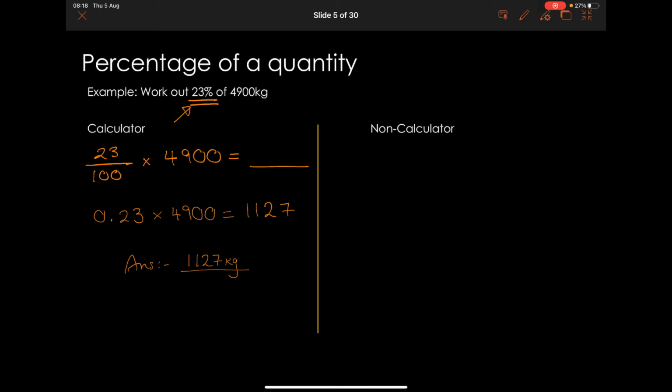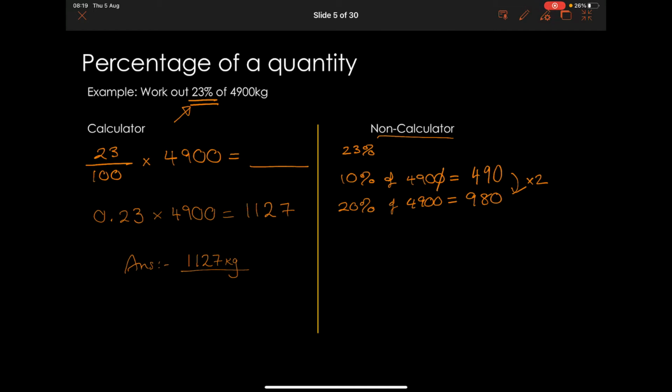Now then, without a calculator now, we have to do this in a different way. First of all, we need 23% in total. I'm going to work out 10% first. 10% of 4,900, we can just divide by 10, which means we take off the 0, giving us 490. That means that 20% must be double that, okay? If 10% is 490, 20% is 2 lots of it. So 20% of 4,900 would be that times by 2, giving us 980.